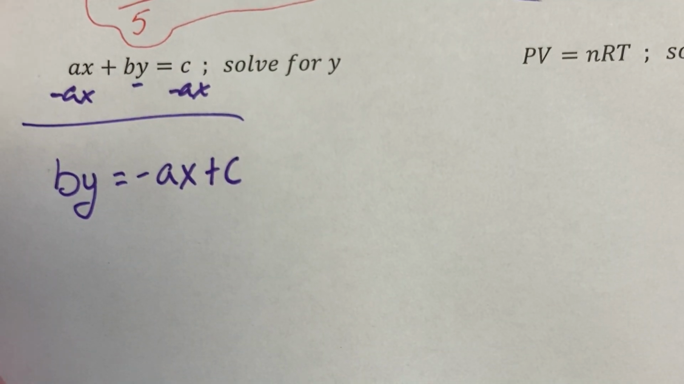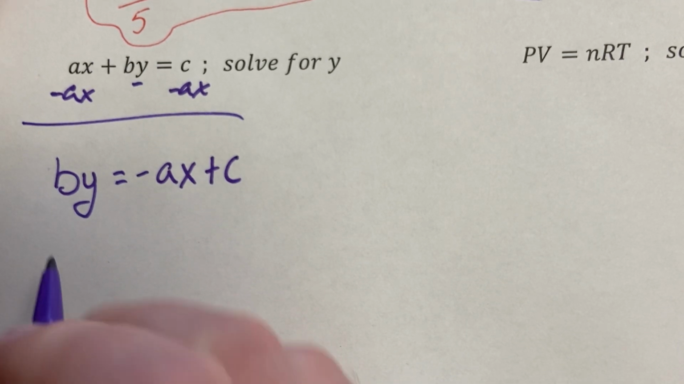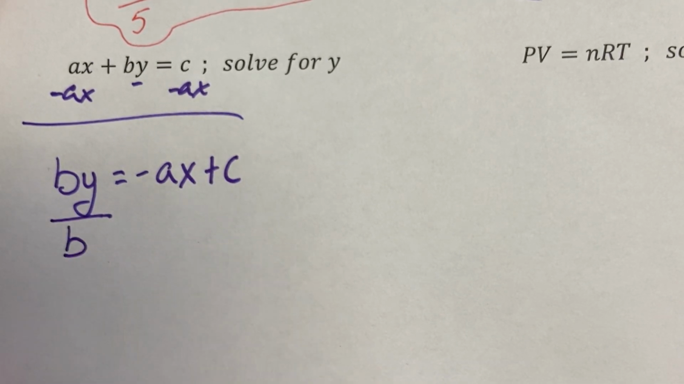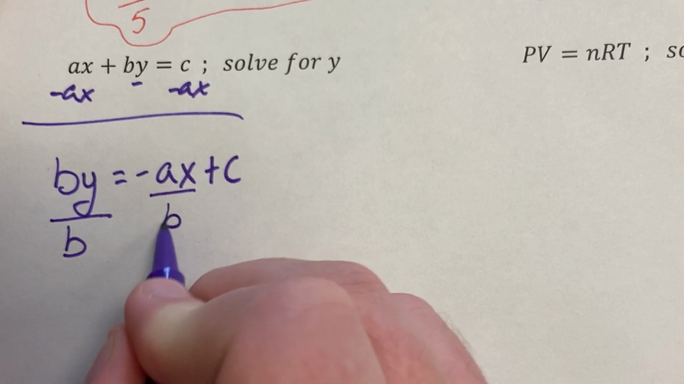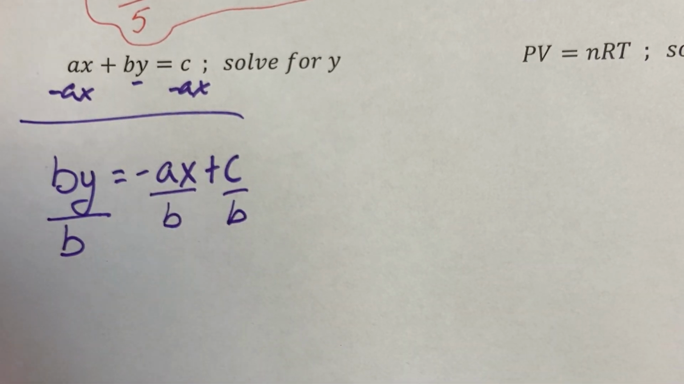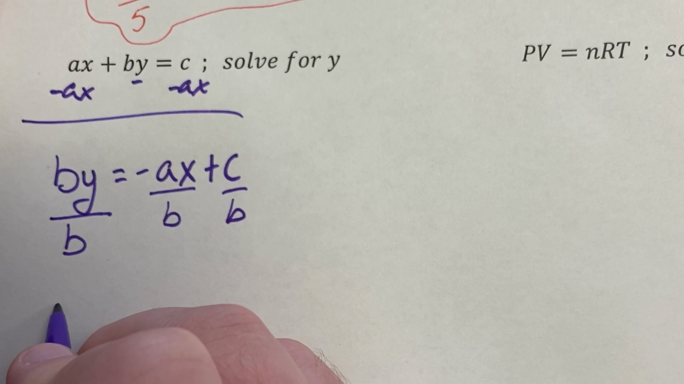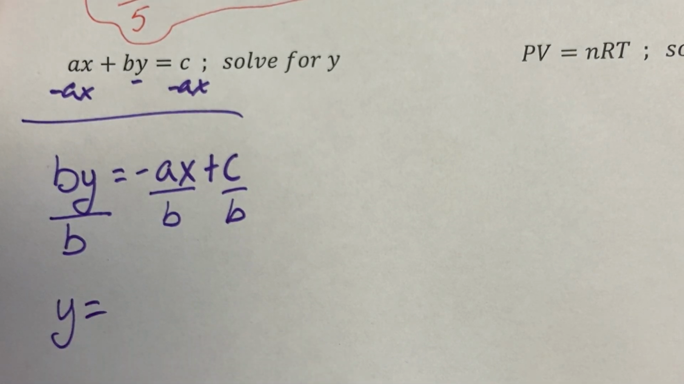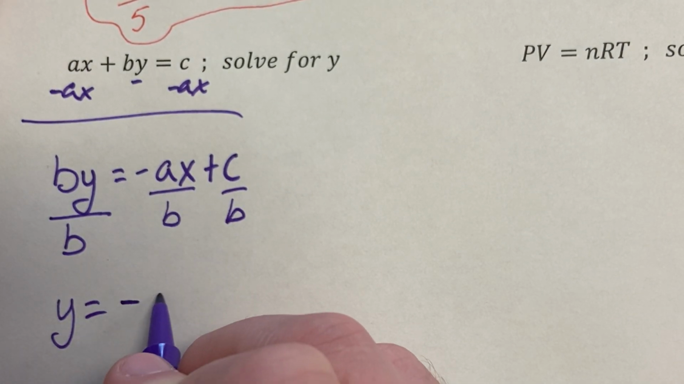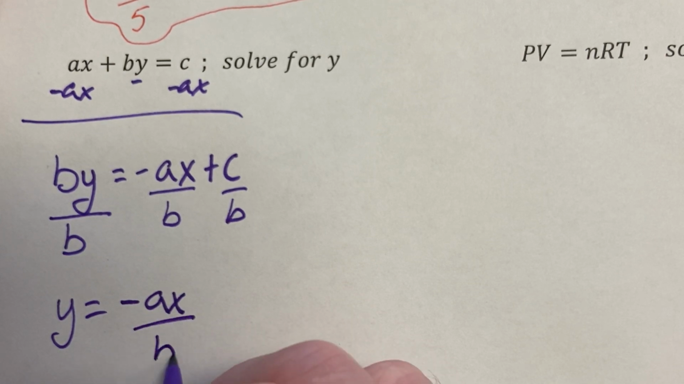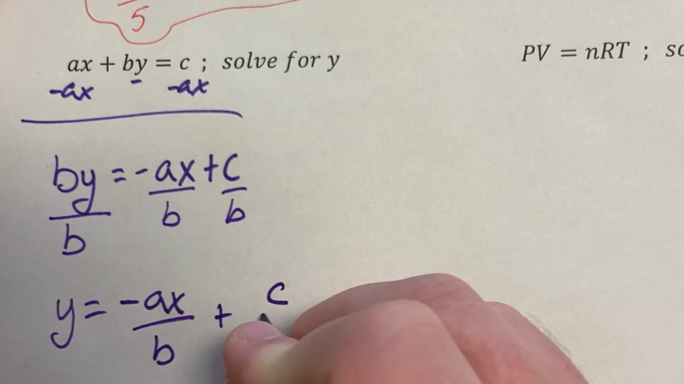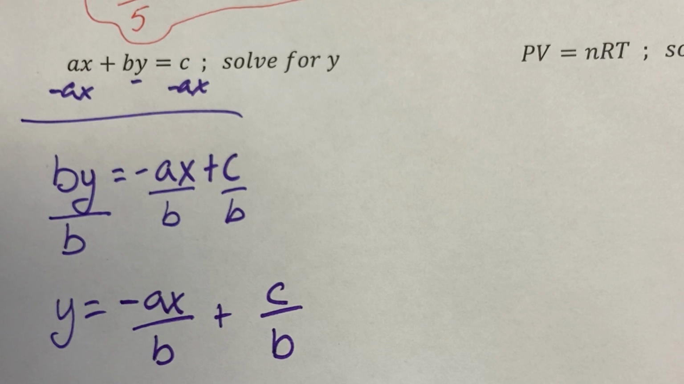And then lastly, this b is stuck to the y by multiplication, so I'm going to divide it. And again, we can divide the whole thing, or you can divide each individual term or each individual piece that you see. Then we look to simplify. Well, the b's are going to cancel, right? They're going to go to 1. So we have y is now equal to negative ax over b plus c over b.